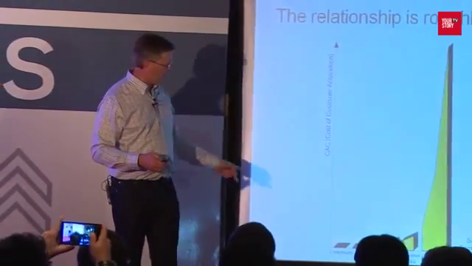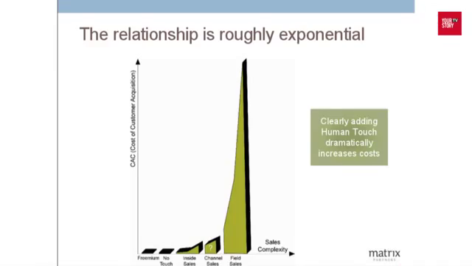When I graphed that, I discovered, wait a second, this is not a linear correlation. What's really going on is that as you add human touch into the process of selling, the cost goes up exponentially. So that was a very interesting insight, and it's really made me personally very focused on how you make selling happen without the salesperson.